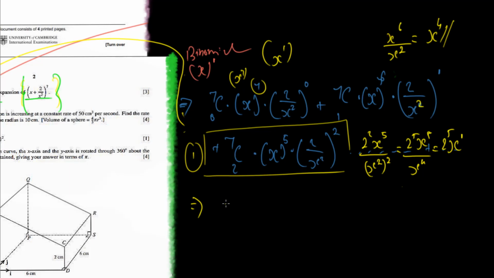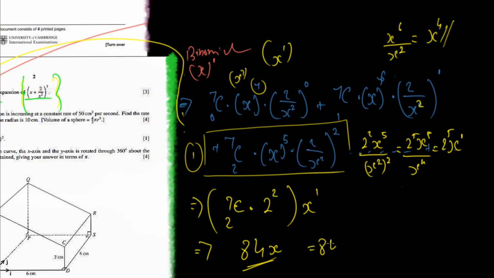So 7 choose 2, you'll just put that in your calculator, multiplied by 2 raised to the power 2, times x raised to 1, and that's it. That's your answer. And if you do that in your calculator, you will get 84x.